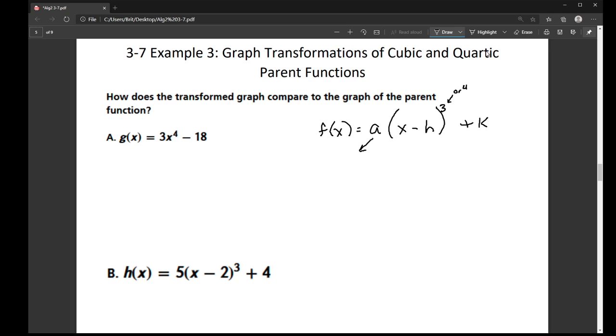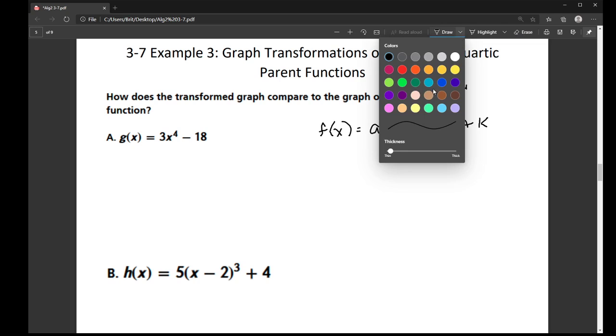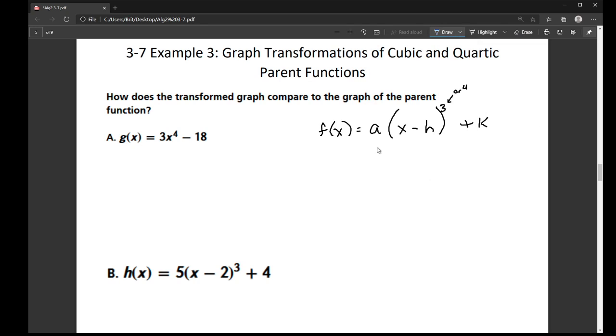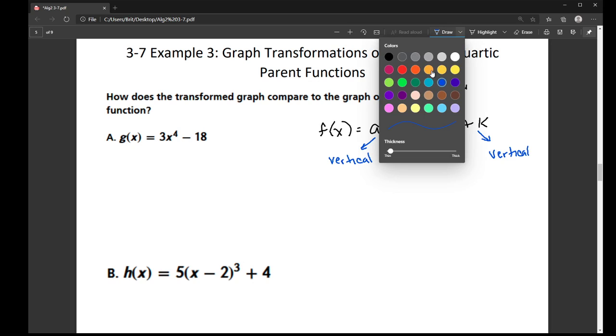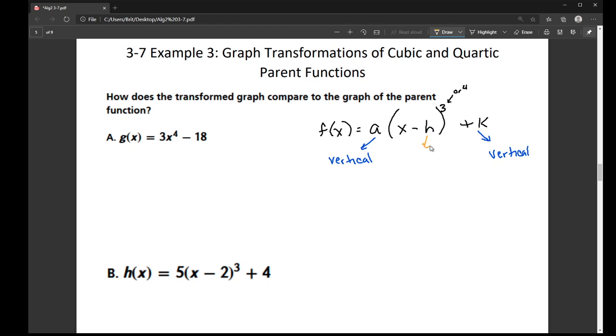So let me change colors to help you guys see it a little bit. If you do something outside of the grouping symbols, like a and k, you're going to have a vertical change. Okay, I'll tell you what changes they are, but understand if it's outside the grouping symbol, it's vertical. And if it's inside the grouping symbol, it's horizontal.